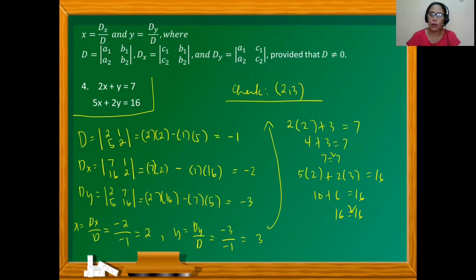So I hope you are able to understand how to solve for the system using Cramer's rule. So I was able to discuss 4 methods in solving for the systems of linear equations in two variables. So we have graphing, elimination, substitution, and this Cramer's rule. So next meeting, I'll be discussing solving systems of linear equations in 3 variables. So that's it for now.